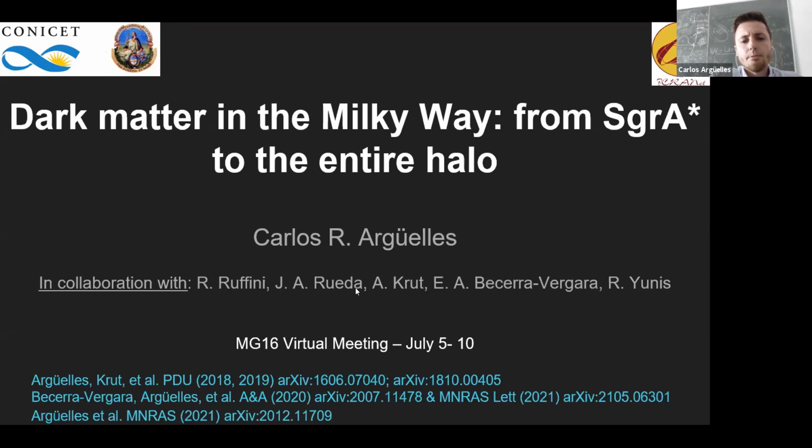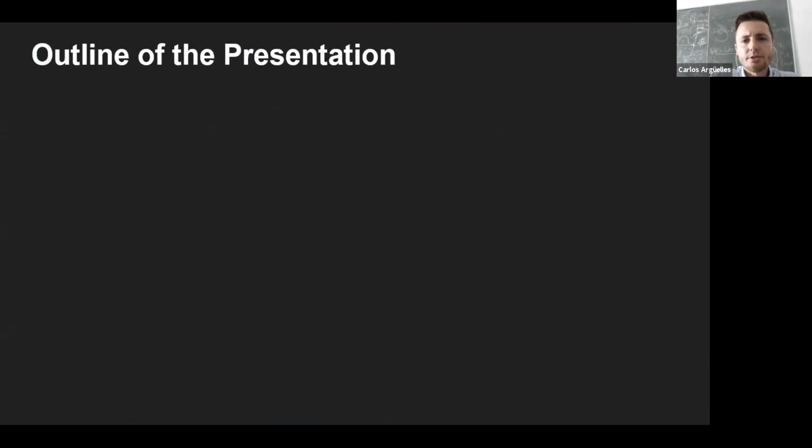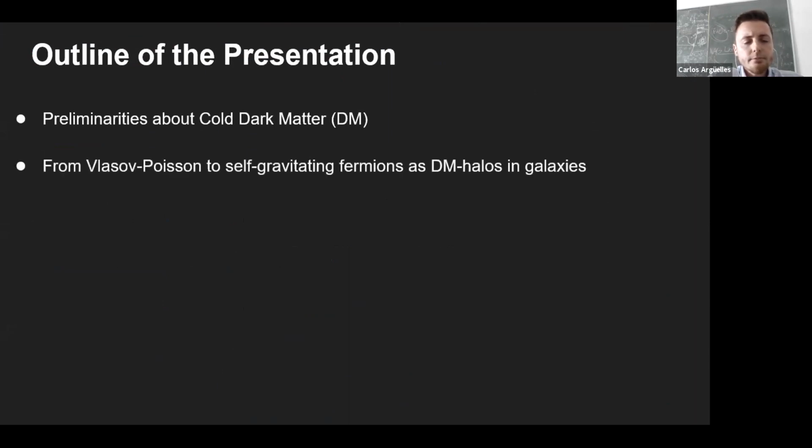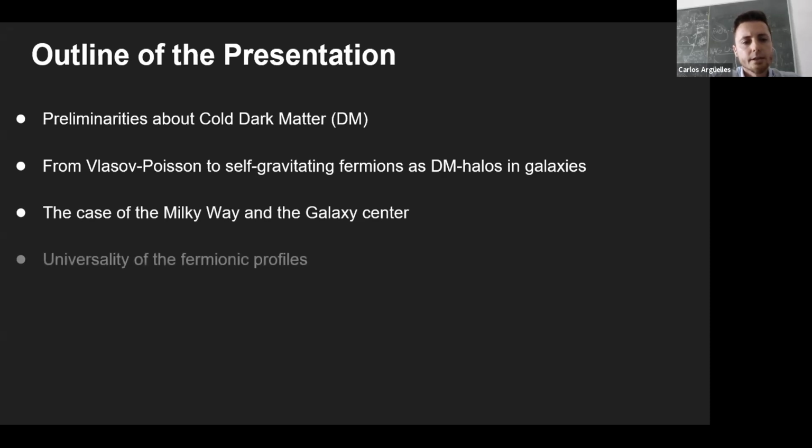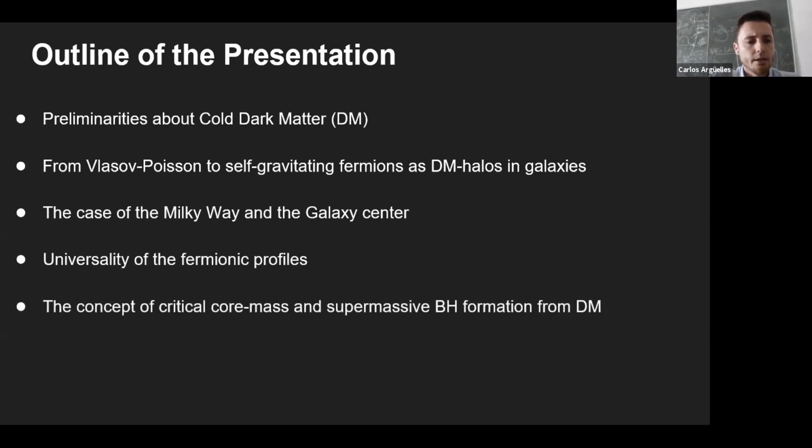Okay, let me start with the outline of the presentation. First, I will introduce some preliminaries about cold dark matter. Then I will move from Vlasov-Poisson to self-gravitating fermions as dark matter halos. Then I will show the case of the Milky Way and the galaxy center. Then I will move to universality of fermionic profiles. And lastly, we will introduce the concept of critical core mass and supermassive black hole formation from dark matter.